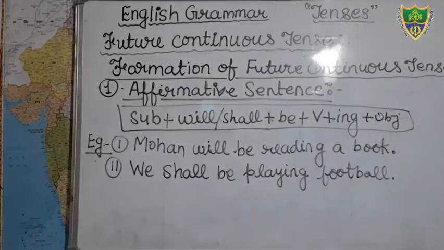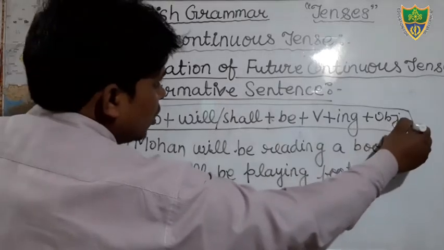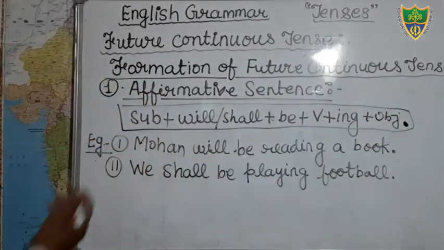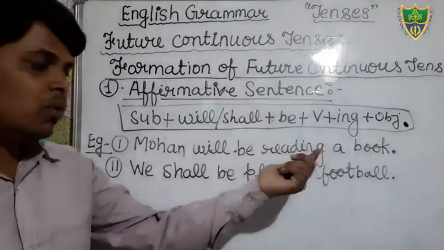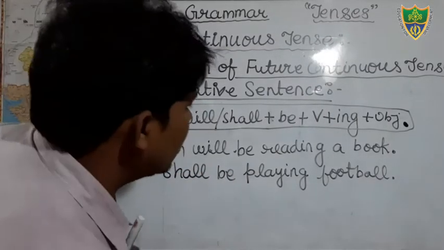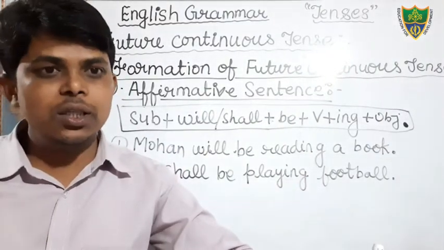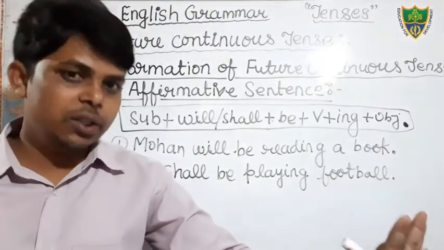On the basis of this structure you can form sentences. This is your structure: subject, will be or shall be, then the verb, in which we add ing, then the object, then a full stop. You can see the sentences: Mohan will be reading a book, we shall be playing football. Students, I hope that you all have understood how to form the affirmative sentences of future continuous tense.